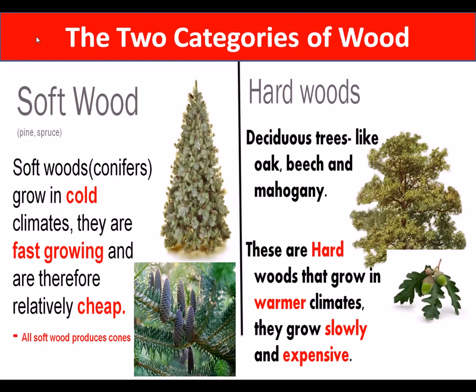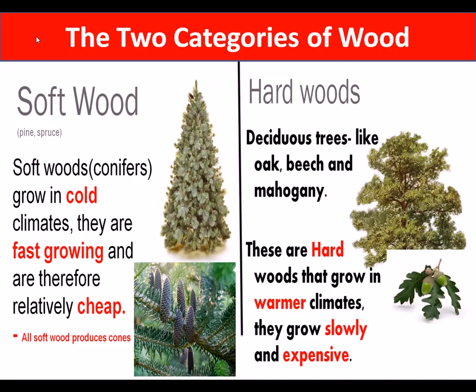The first thing you need to know for your exam is the two categories of wood. There's softwood and hardwood. Softwood is Christmas tree shapes. The tree is actually that shape. They grow in cold climates, they're fast growing, and it's cheap timber. Most of the wood that you use especially in Key Stage 3 is softwood. That would be pine or spruce.